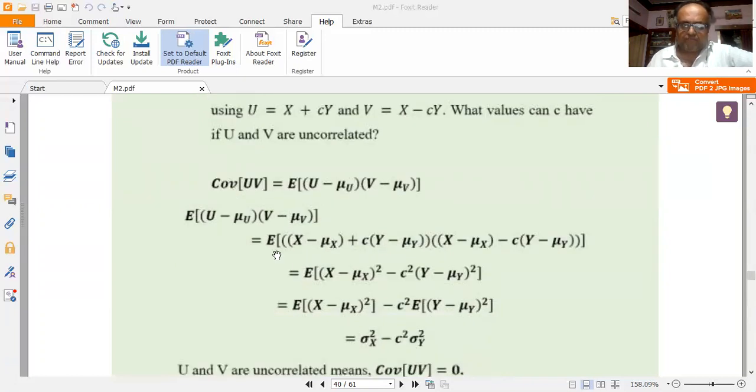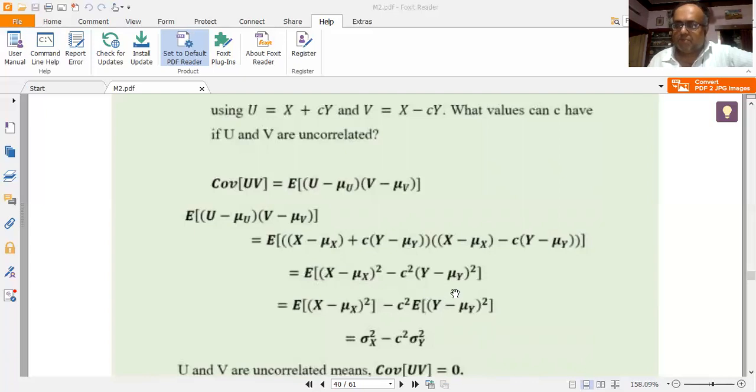I get covariance of UV to be equal to E of [(X minus mu X) plus c(Y minus mu Y)] into [(X minus mu X) minus c(Y minus mu Y)]. Multiplication and simplification further yields this expression: E of [(X minus mu X) the whole squared minus c squared into (Y minus mu Y) the whole squared].